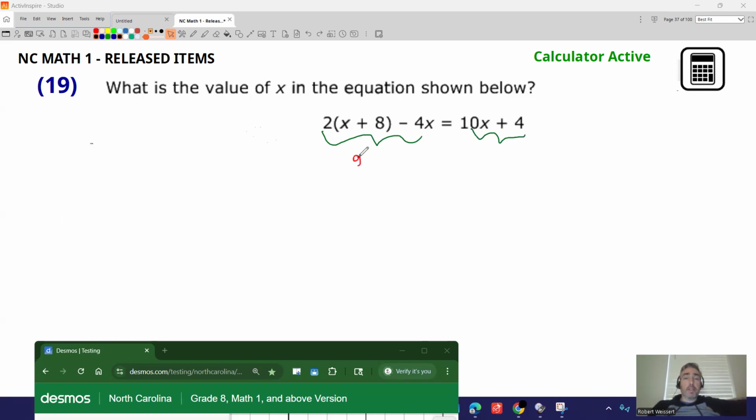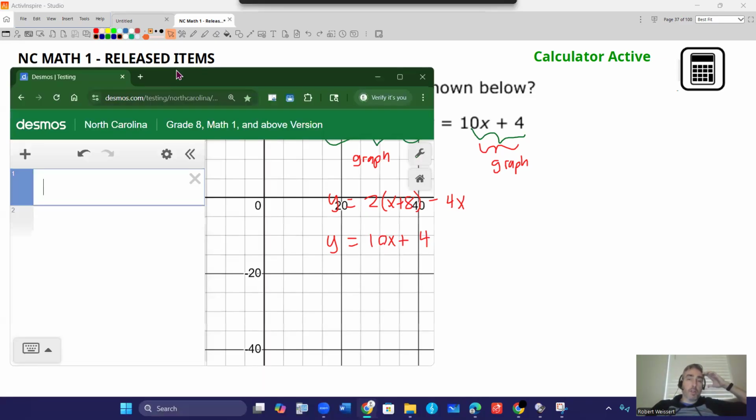You're going to graph this. So think about this as y equals 2 parentheses x plus 8 minus 4x. And then you're going to also graph y equals 10x plus 4. So if you look at it as, hey, where do those graphs meet each other? You can actually get the answer to this question.